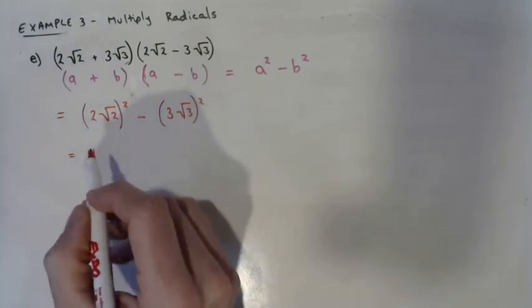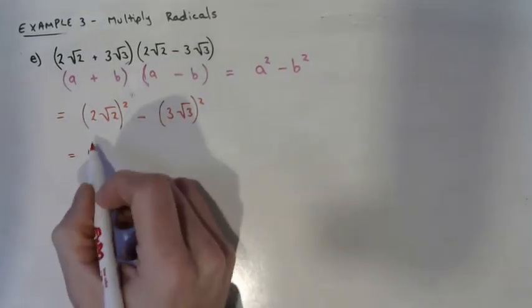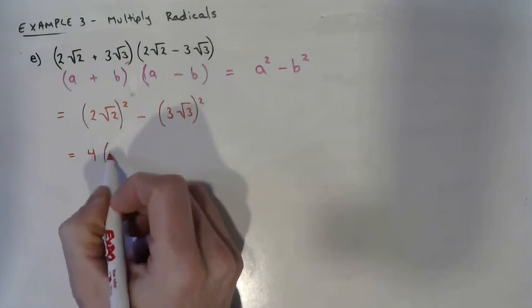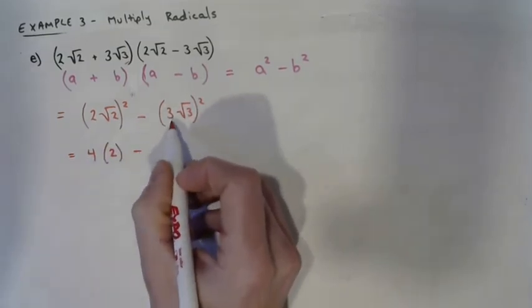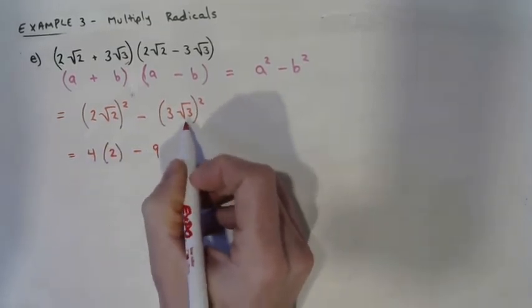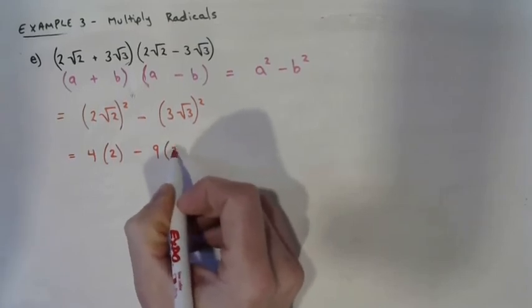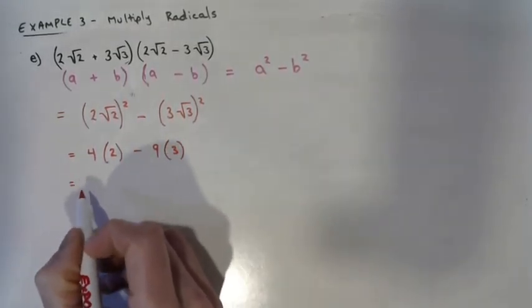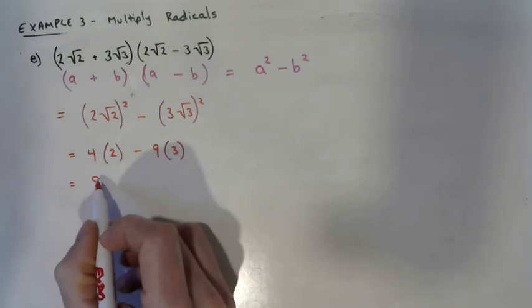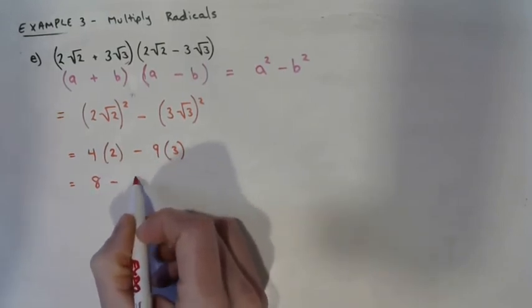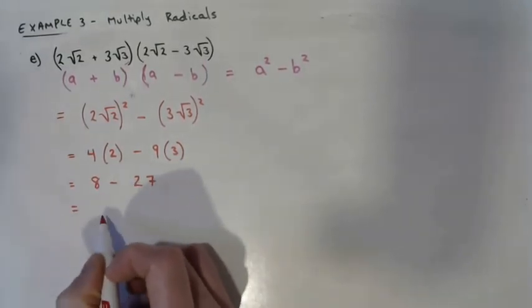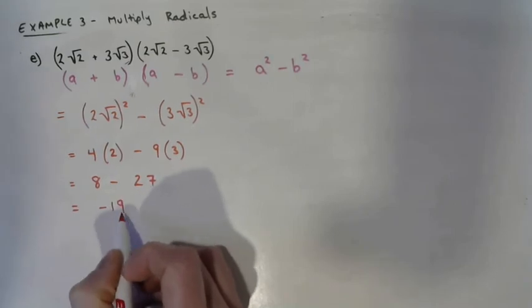Okay, here we go. So 2 squared is 4. Square root of 2 squared is 2. Over here we have 3 squared, that's 9. And the radical 3 squared is 3. It's itself. 4 times 2 is 8. 9 times 3 is 27. 8 minus 27 is negative 19.